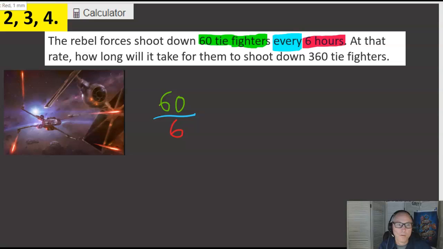So they kind of reverse it on us here. This is 60 TIE fighters. TIE fighters is the green color, so that stays on the top. So 360 goes up here. How long will that take? Well, this 60 took 6 hours. So how long will it take here?